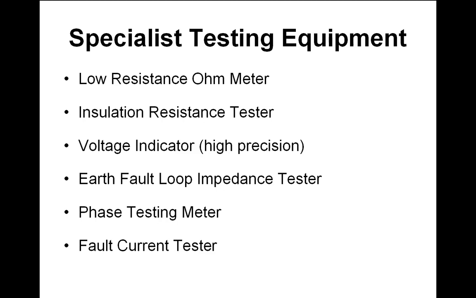Okay, specialist testing equipment. So we're going to look at specialist equipment as well. We've got the low resistance ohm meter, the insulation resistance tester, the voltage indicator, earth fault loop impedance tester, phase testing meter, and fault current tester. So these are the bits of equipment we're going to look at. The equipment we looked at before, the DMM and the AMM, you've probably seen before and will certainly have worked with. And here we are going into a different range.